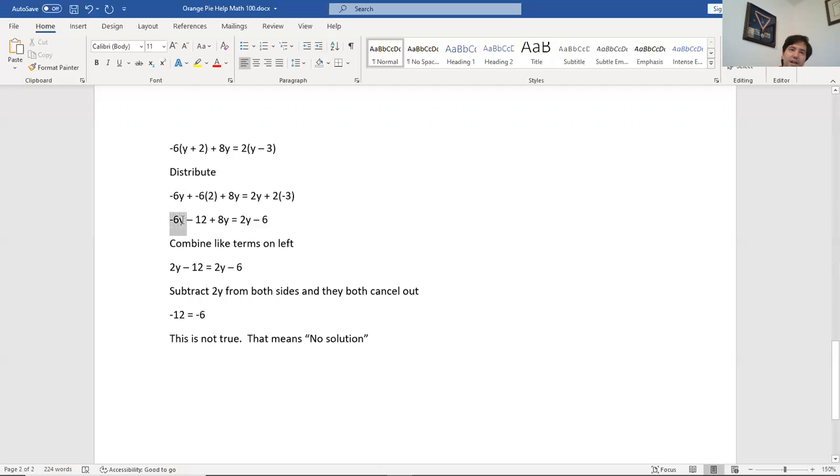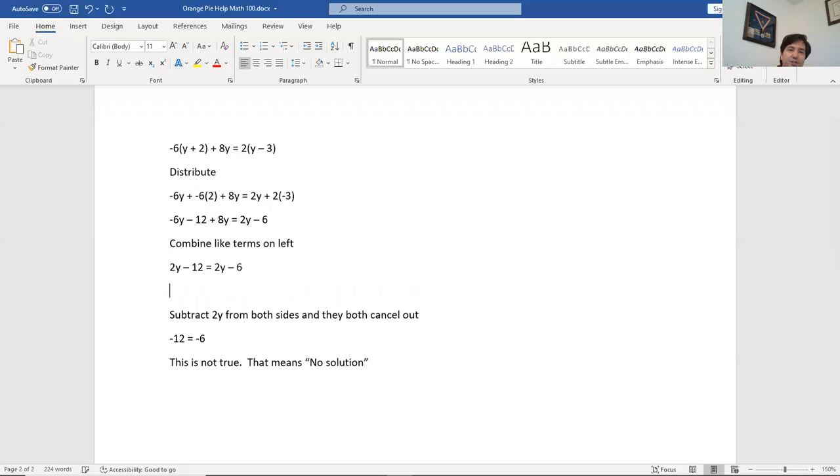And combine your like terms again, -6 plus 8 is also 2y. And if you were to solve this equation, essentially what you need to do is -2y on that side of the equation, and -2y on that side of the equation. This and that are going to cancel out, and this and that are going to cancel out. And since both sides drop out completely, what you're left with is a -12 over here and a -6 over here. So you basically ended up with a statement, -12 is equivalent to -6.